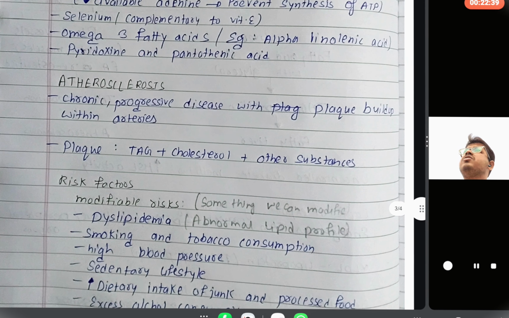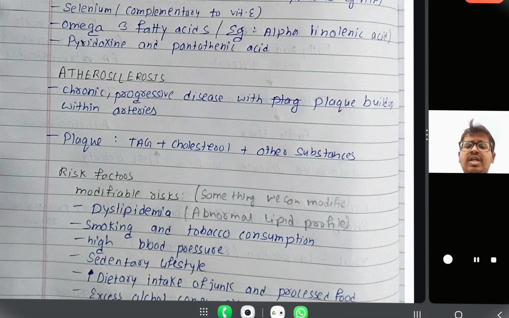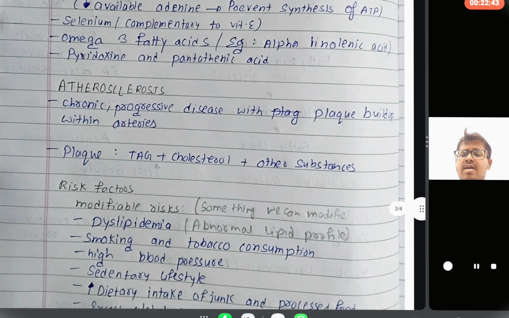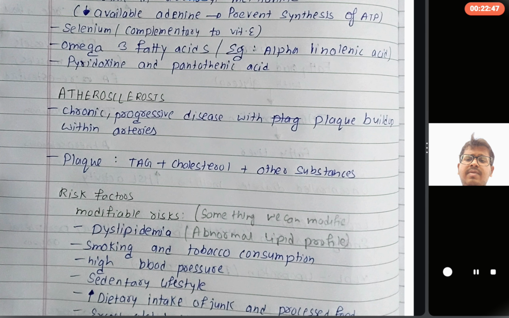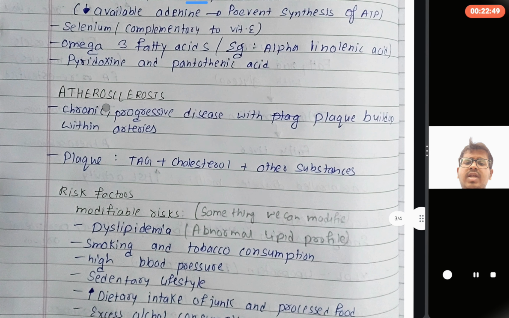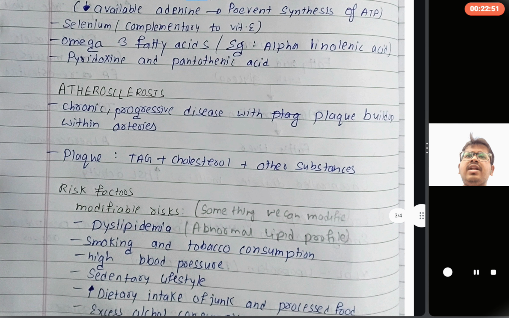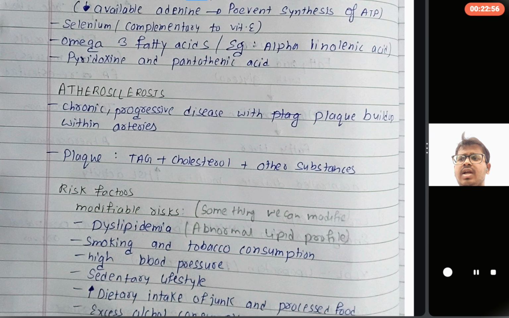Another topic is atherosclerosis. What is atherosclerosis? It is basically a chronic condition in the blood vessel where fatty material is deposited. Atherosclerosis is a chronic progressive disease with plaque buildup within the artery. If you don't take care of it and don't reduce your fat, there is more buildup. That causes risk.